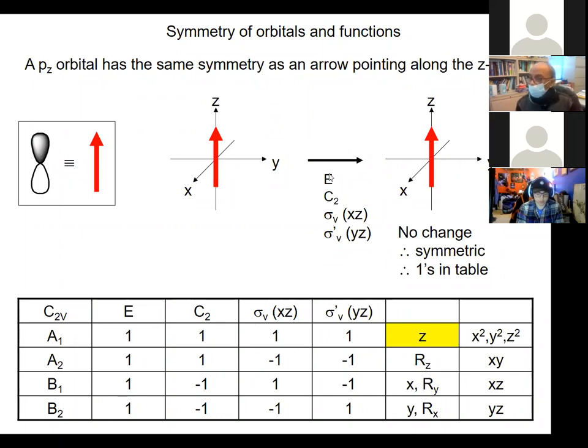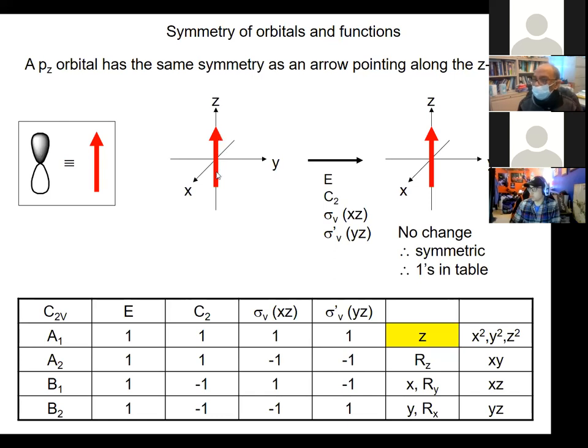Now, E is doing nothing. If we don't do anything, this arrow remains exactly the same. That's the reason why the value is 1 here. If I do C2, remember the z-axis is your highest rotational axis of symmetry. So if you rotate this arrow along the z-axis, it again remains unchanged. So the value is going to be +1.